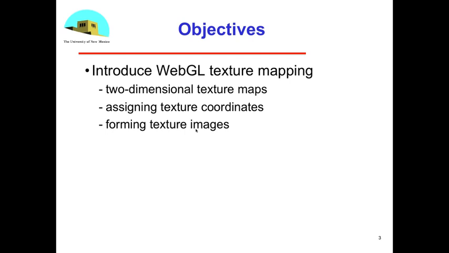The one thing that WebGL does that you don't have in desktop OpenGL is that we can use the standard image formats that are recognized by the browser to directly carry those images in as textures, in particular GIF images and JPEG images.